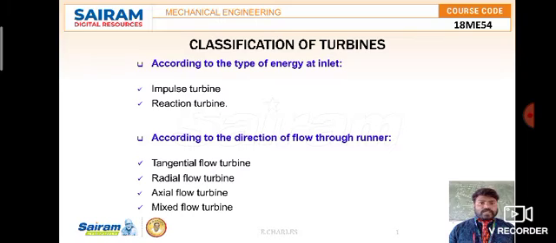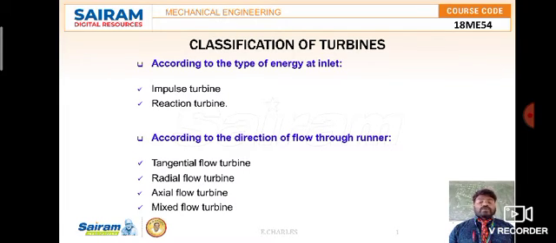The next classification is according to the direction of flow through the runner. What is the direction of flow of water before entering the runner, and after hitting the turbine blades, how does it come out? Based on this direction of flow, the turbine is classified into 4 different ways. One is tangential flow turbine, next is radial flow turbine, next is axial flow, and next is mixed flow.